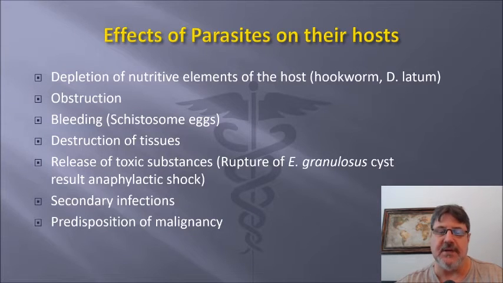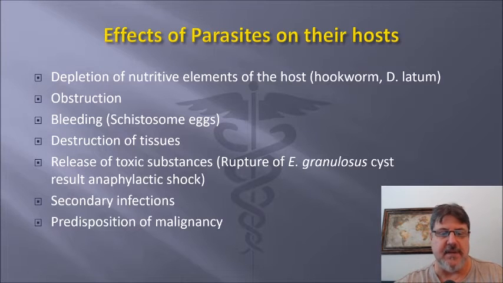a great example of this would be Schistosoma haematobium, the bladder fluke, and you can see bleeding in the urine. Destruction of tissues. Entamoeba histolytica can chew through tissues. Naegleria fowleri can destroy brain tissue. Release of toxic substances. The example I put here is the rupture of an Echinococcus granulosus cyst, resulting in anaphylactic shock.